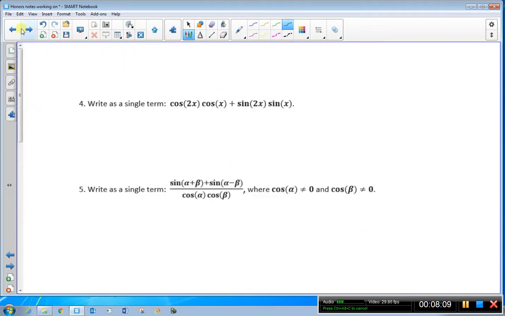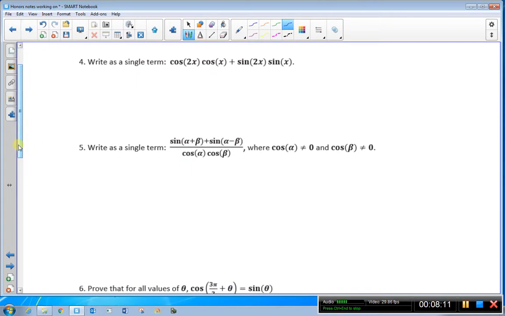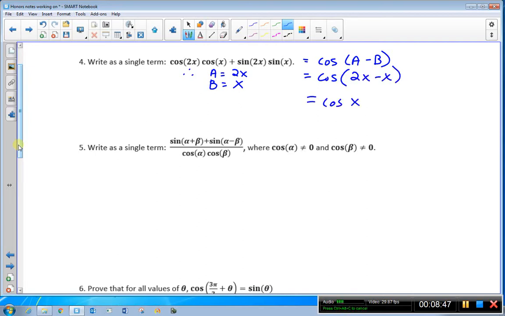Write as a single term. Okay, so cosine 2x cos x plus sine 2x sine x. The formula is equal to the cosine of a minus b. That's cos a cos b plus sine a sine b. So therefore, a in the formula is, in our case, equal to 2x, and b is equal to x. So I'm going to go back and just plug this in and go with 2x minus x. So my final answer is just the cosine of x.